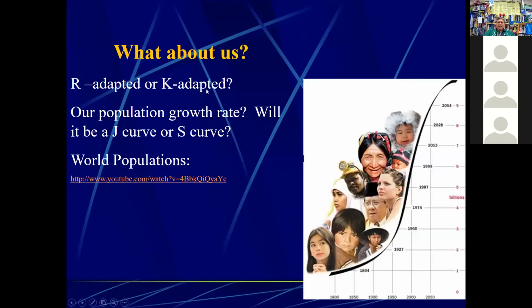So what about us? Are we r adapted or K adapted? We are obviously K adapted, but we have this kind of curve. Where are we? This is an older picture. 2013, still going up. 2028 will still be going up. Will there be a time when it starts to level out? Or could it be that as time goes, this will always be logarithmic growth, because we will always find some kind of solution to our limiting factors? Or we could immigrate to somewhere else.